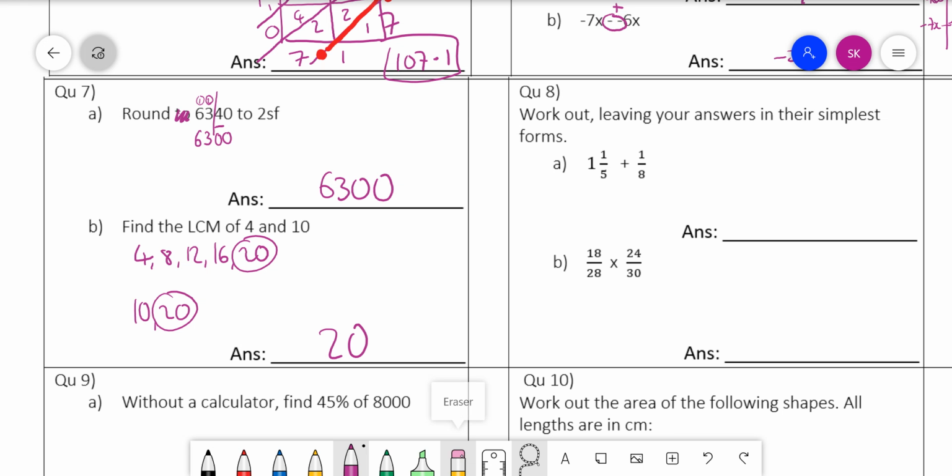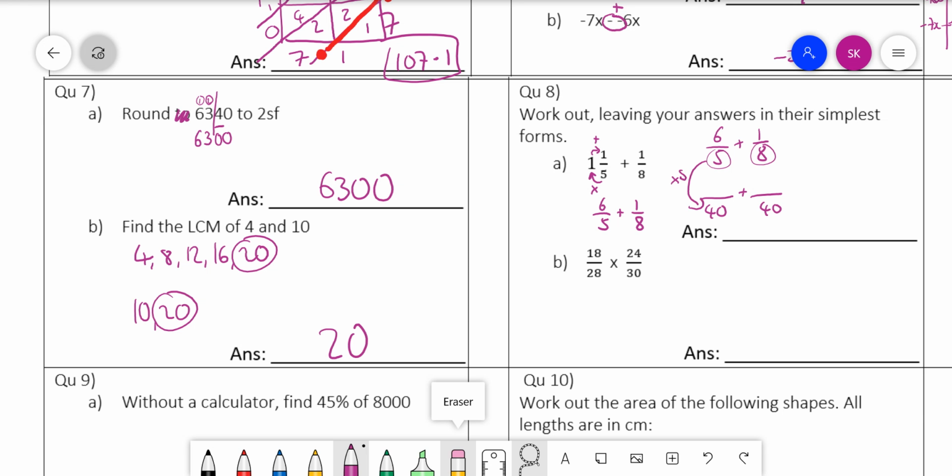Question 8. We've got work out, leaving answers in their simplest form. 1 1/5 plus 1/8. Adding and subtracting fractions, find the LCM. But first, we've got to make that mixed number an improper fraction. Now that I've done this, let's write it out again. I need to find the LCM of 8 and 5, which I know is 40. It's the first number in both their times tables.